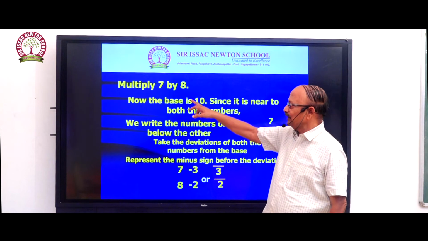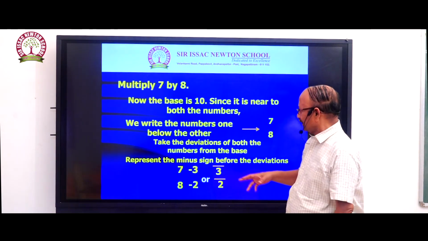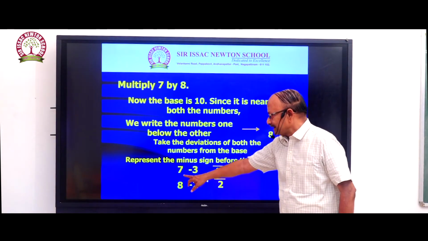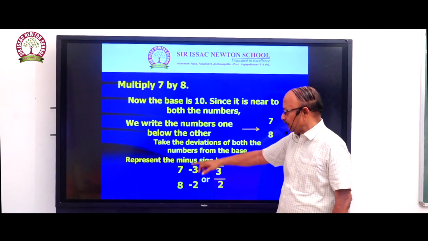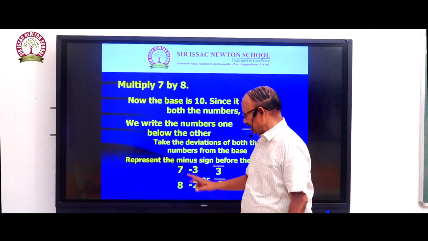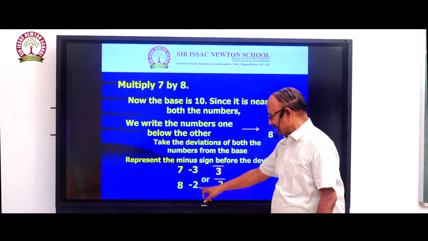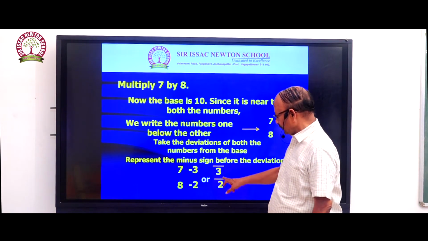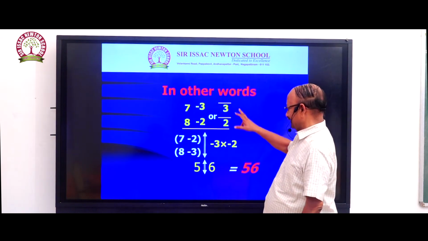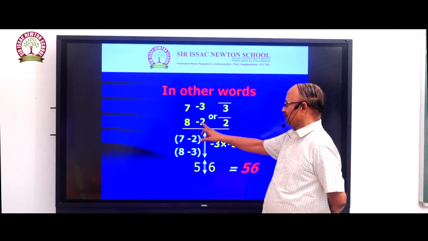For example, we are going to multiply 7 by 8, which everybody knows the value of. But how to proceed in this? You write the numbers one below the other, 7 and 8. 7 is less by minus 3, 8 is less by minus 2, or 3 bar and 2 bar. So in other words, we can write like this: 7 minus 3, 8 minus 2.